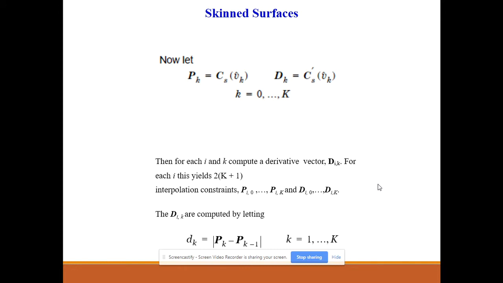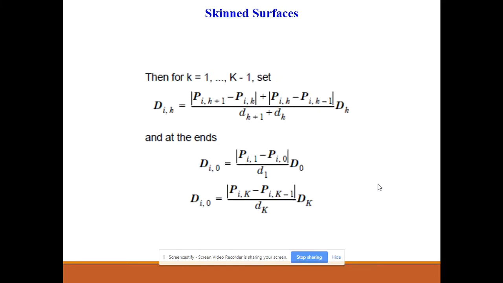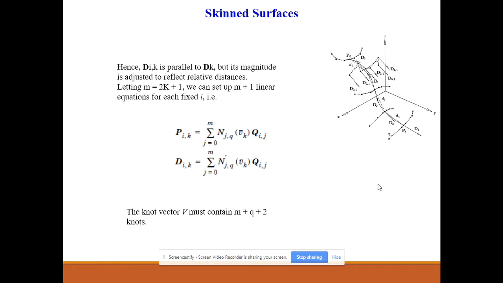The dik are computed by letting dk equal to pk minus pk minus 1, where k is equal to 1 to K. So that is how it is 2 times K plus 1. Then for k equal to 1 to K minus 1 these are calculated, and at the end di0 is calculated using this formula. As you can see in the picture, this dik is always parallel to dk, but its magnitude is adjusted to reflect relative distances. So assuming m is equal to 2K plus 1, we can set m plus 1 linear equations for each fixed i, that is using these two formulas.